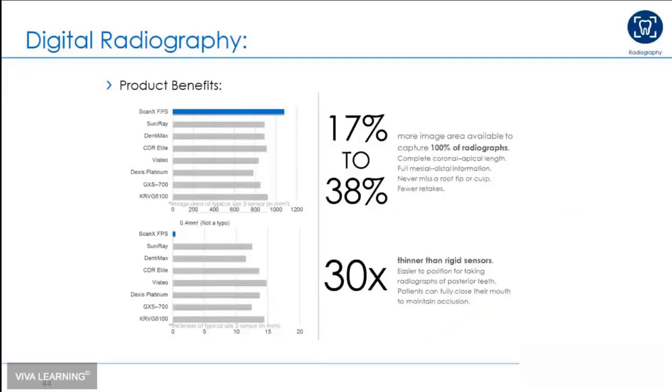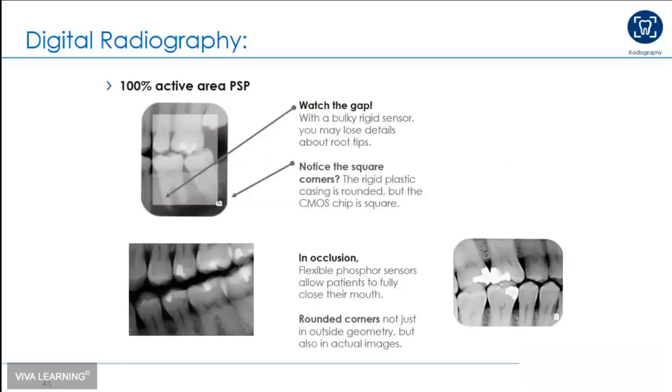So the product benefits: 17% to 38% more capture area on 100% of your radiographs, complete coronal apical length, full mesial distal information, never miss a root tip or a cusp, fewer retakes, less radiation exposure, okay? These are 30 times thinner than a rigid sensor, easier to position for taking radiographs of posterior teeth, and less gag induced in the patients, and the patients can fully close their mouth to maintain occlusion when you're taking a bite wing. So I think that is critical.